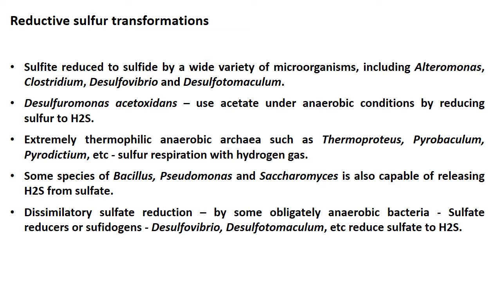What is dissimilatory sulfate reduction? Some obligately anaerobic bacteria carry out a process of sulfate reduction known as dissimilatory sulfate reduction, and they are also known as sulfate reducers or sulfidogens. Examples of such sulfate reducing bacteria are Desulfovibrio, Desulfotomaculum, etc. They reduce sulfate to form hydrogen sulfide.